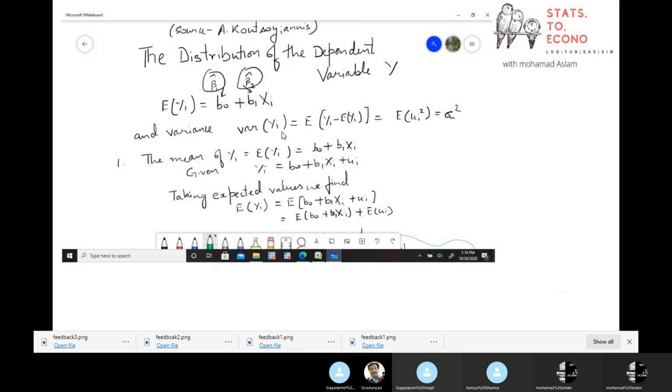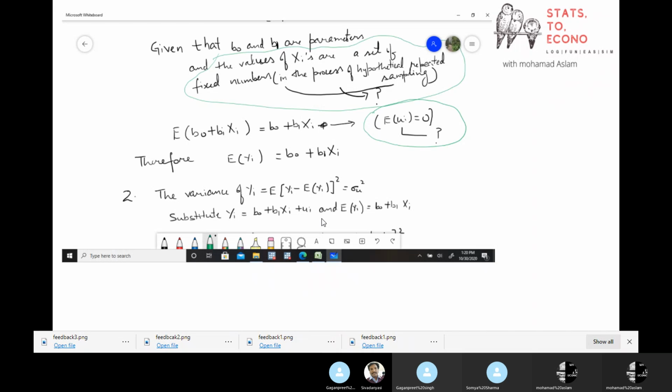If you need the variance of yi, you have to take yi minus the expected value of yi, and the expected value of yi is beta 0 plus beta 1 xi. The expected value of the residual term is 0 by assumption, which we also proved in the numerical properties. So we will remain with beta 0 plus beta 1 xi.